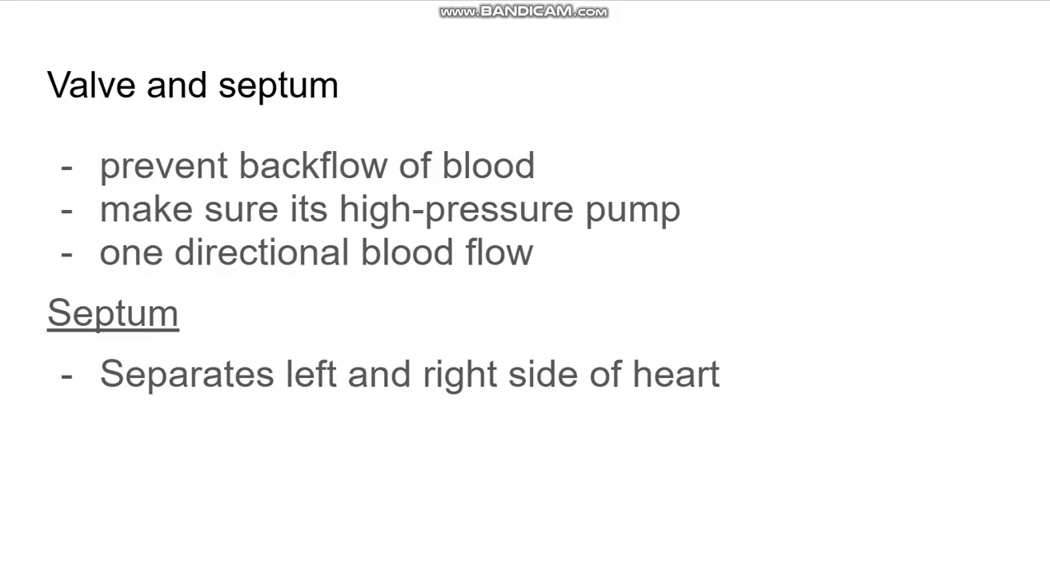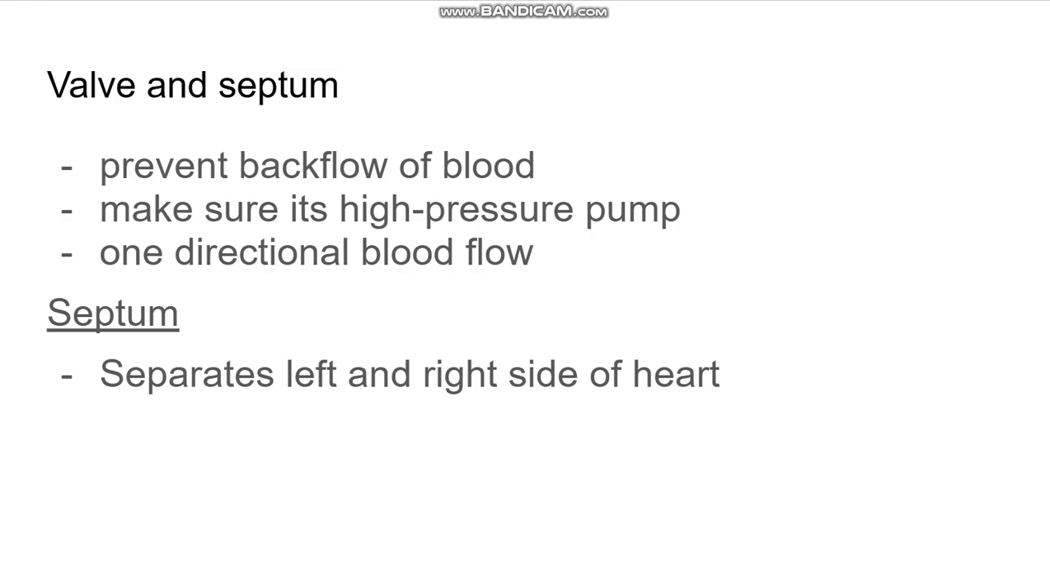So your valve prevents backflow of blood and also makes sure that it's a high pressure pump, and there's only one directional blood flow. So basically your valve prevents backflow of blood, makes sure of a high pressure pump, and one directional blood flow. And then your septum basically separates the right side and the left side of your heart.